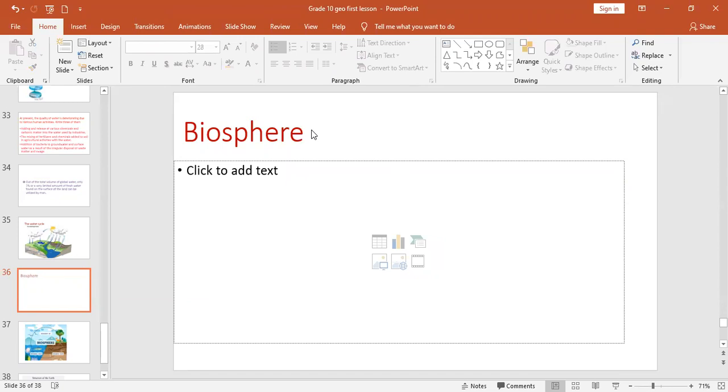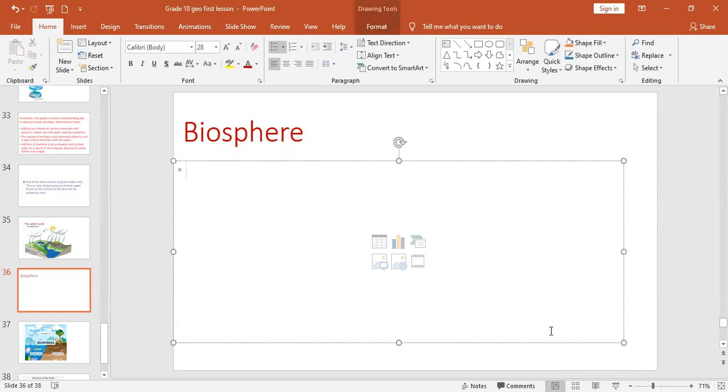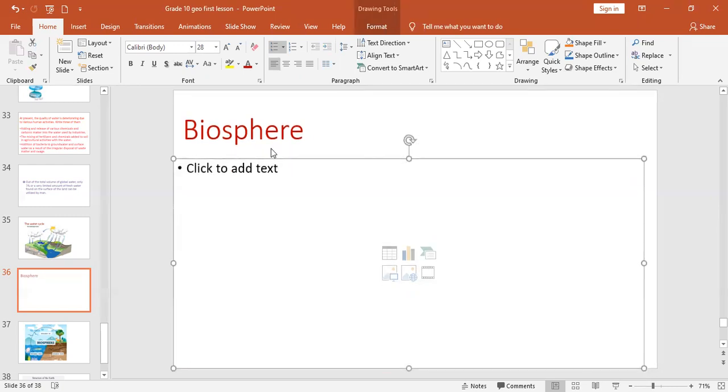Biosphere. What is the biosphere? Which area is called the biosphere? If you know, tell me, what is the biosphere? What is the ecological system integrating plant and animal life which constantly interacts with Earth?